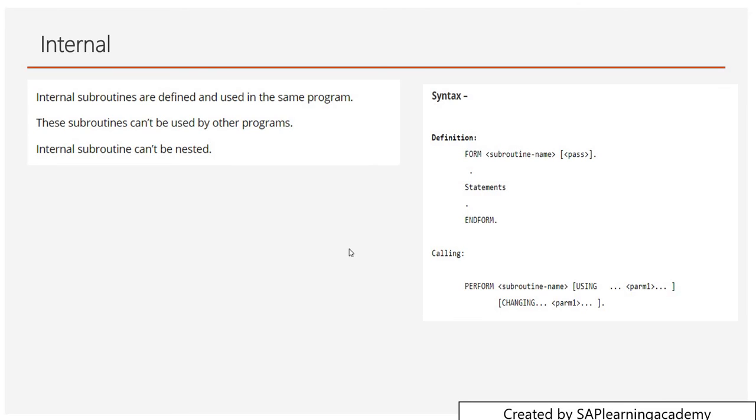You can see in the picture on the right-hand side that we have FORM and ENDFORM. We have the FORM and then the subroutine name, then the passing variables. You have to write the passing variables, then you can write whatever logic you want, then you have to end with ENDFORM, and you have to call the subroutine using PERFORM, then the subroutine name, then USING and parameter name, and also you can define a CHANGING parameter if you like. Here the subroutine name specifies the subroutine name, and parameter 1 specifies what parameters are being passed.